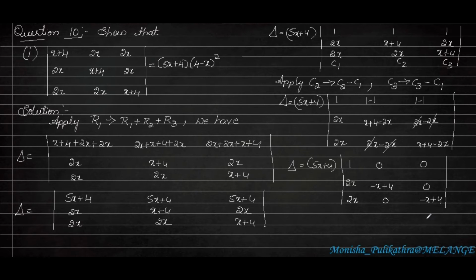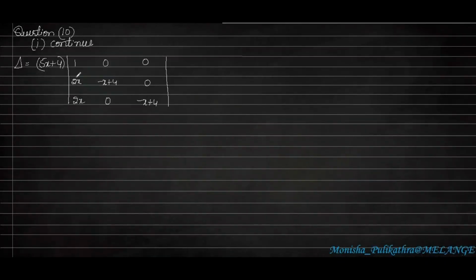So next what I will do is, I will take 4 minus x and 4 minus x from both the rows. Okay, 4 minus x and 4 minus x. So let us continue in the next sheet. Let us continue the 10th one, first sub question. Here delta is equal to 5x plus 4. The remaining is 1, 0, 0, 2x. Here minus x plus 4 is there. We can write it as 4 minus x, 0, 2x, 0, 4 minus x.